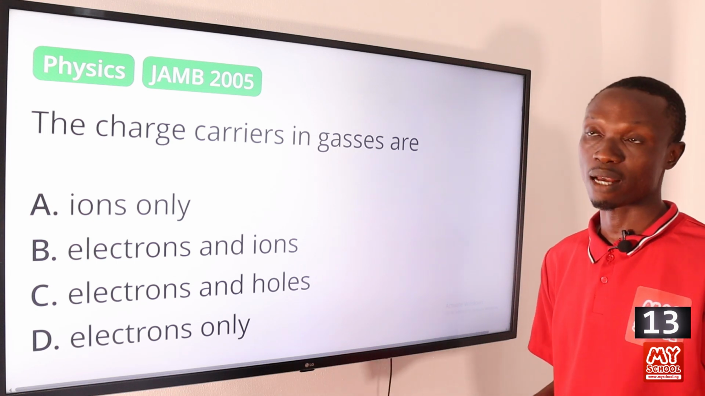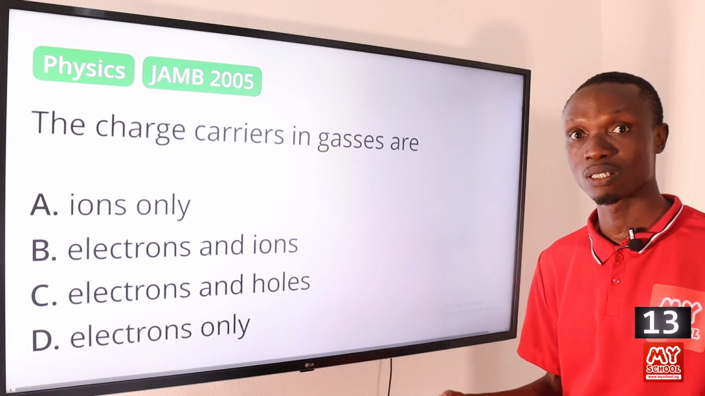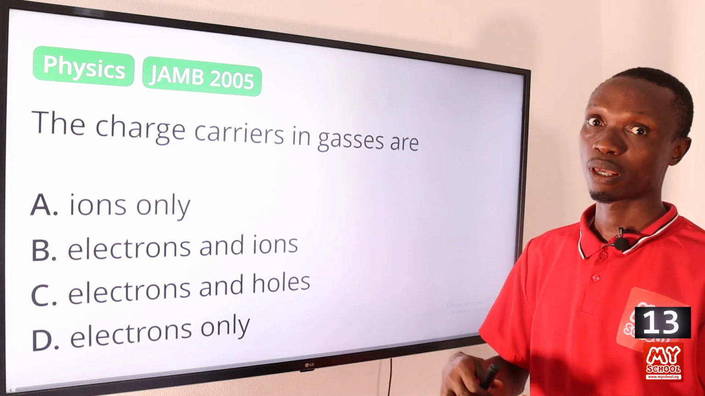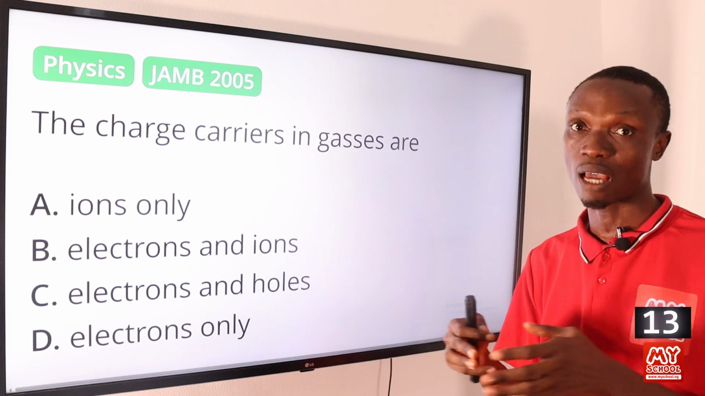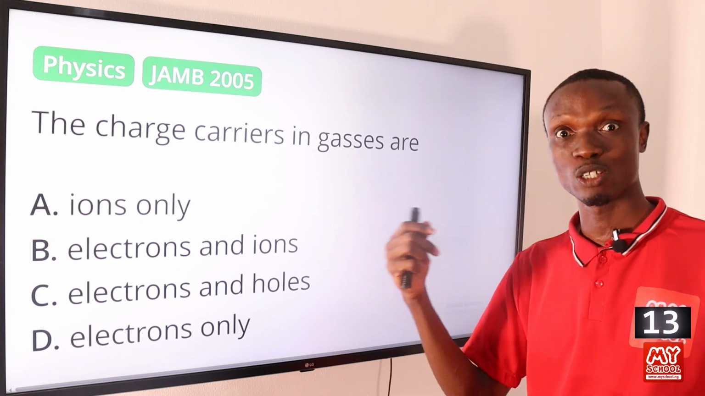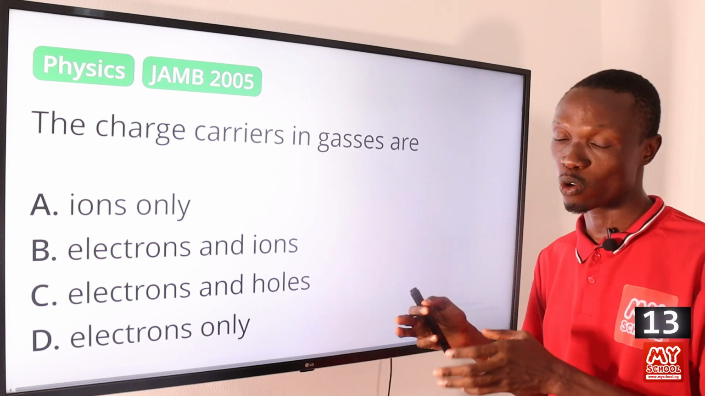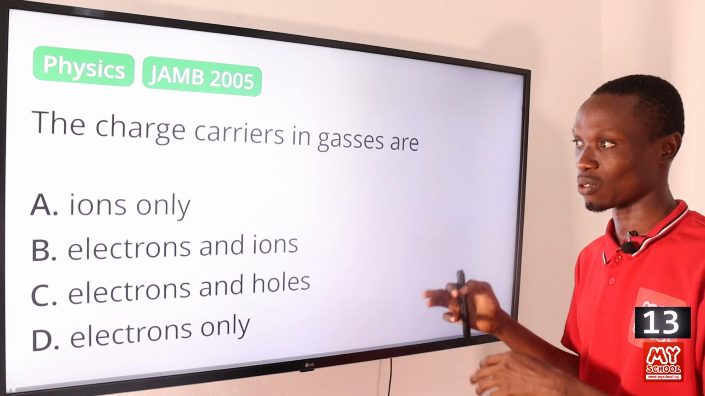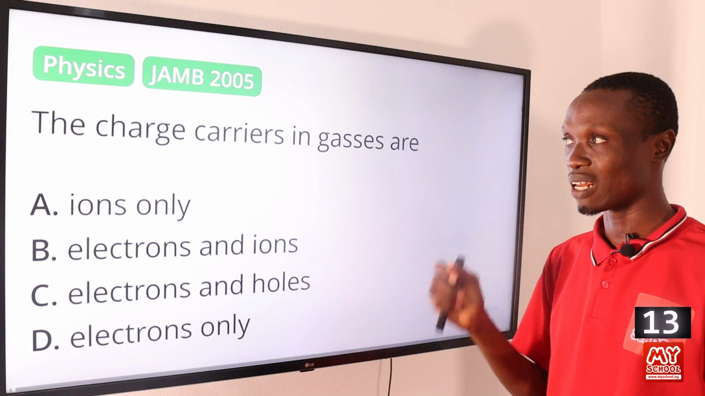Okay, so when gases undergo ionization, the atoms of those gases are freed of electrons, and these electrons are free to move about and carry electric charges, while the atom of the gas that has lost an electron automatically becomes an ion, and those ions too are free to move and to carry electrical charges. So that makes option B the correct answer to this question, electrons and ions.